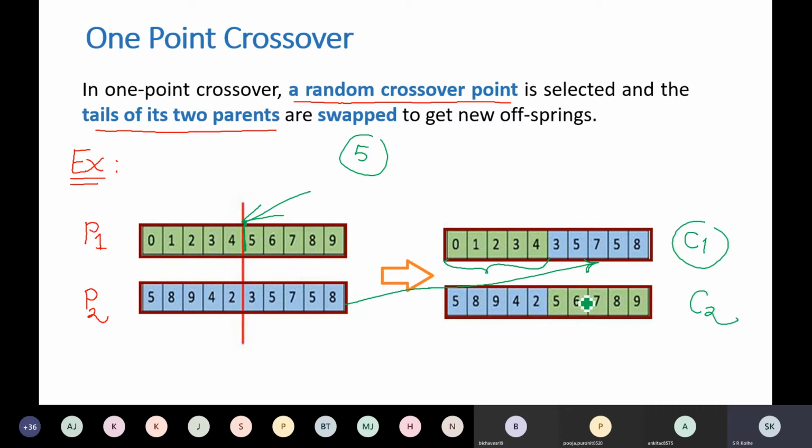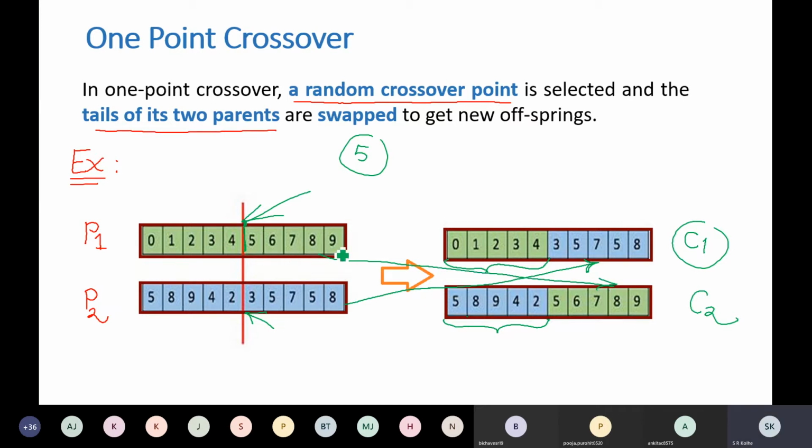Okay. Similarly, C2 is generated. In C2, since the crossover point selected is the fifth digit, the first 5 numbers will be as they are, 58942. And what we are going to do now in this one point crossover, the tail of P1 will be attached with the first part of C2.